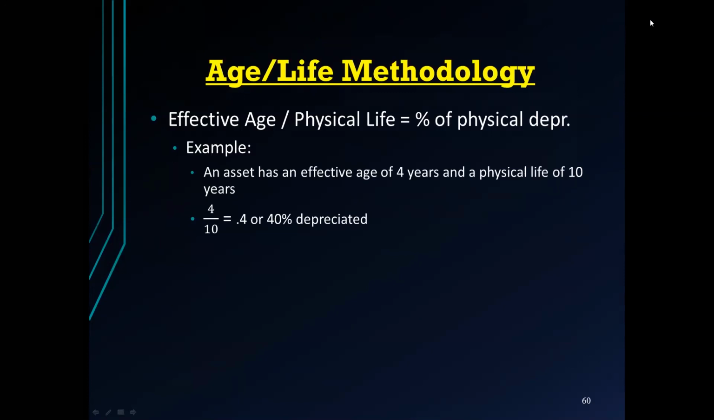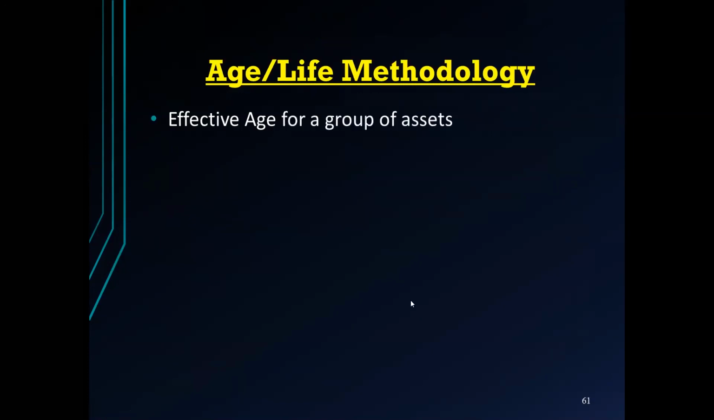But you can see it's just a straight line depreciation. It's looking at your effective age compared to your physical life, and there you go. And depreciated over that, so 40% depreciated. Now, as you can imagine, that's not going to look the same as what we do with the Iowa curves.